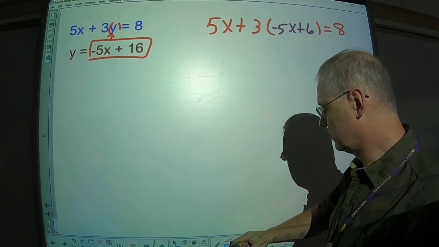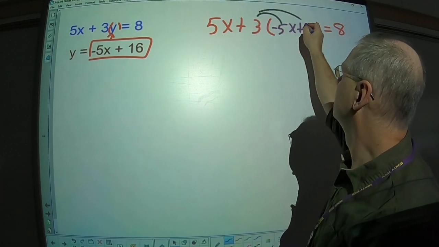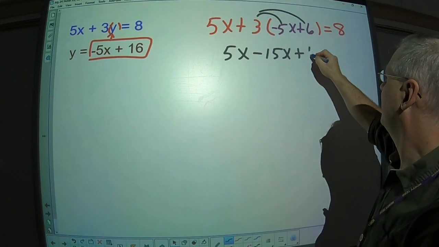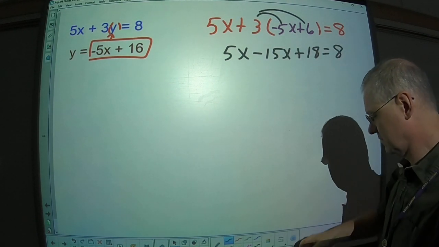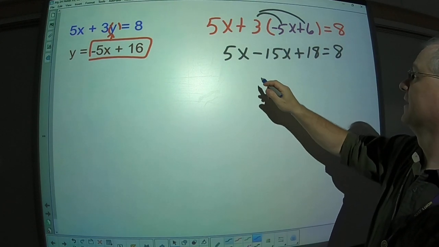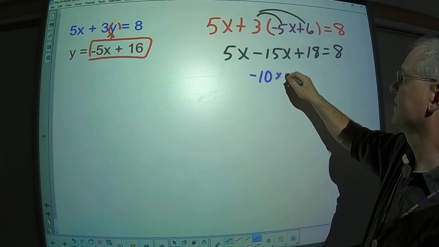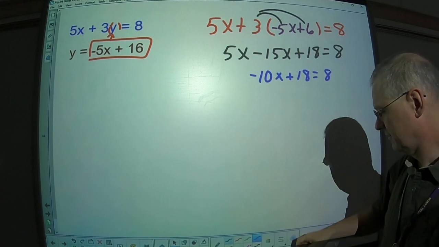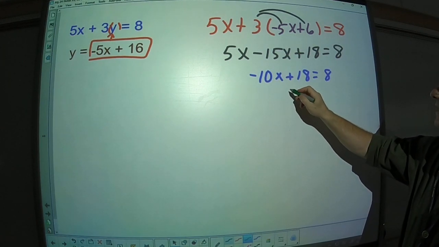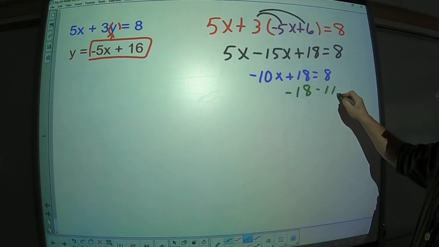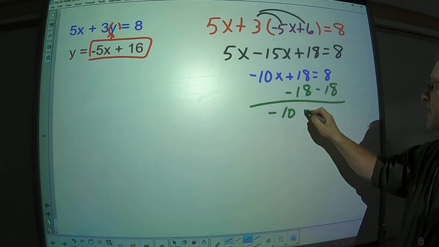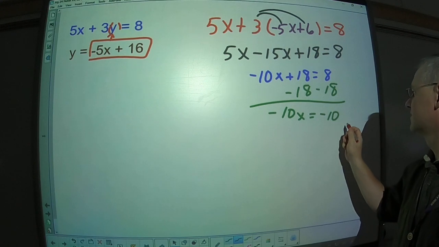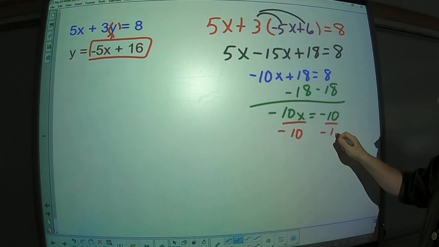So now I'm going to go ahead and distribute. 5x minus 15x plus 18 equals 8. I'm going to combine like terms, negative 10x, these two, plus 18 equals 8. I'll go ahead and get rid of the 18 by subtracting 18. Negative 10x equals negative 10. And then we'll divide both sides by negative 10.